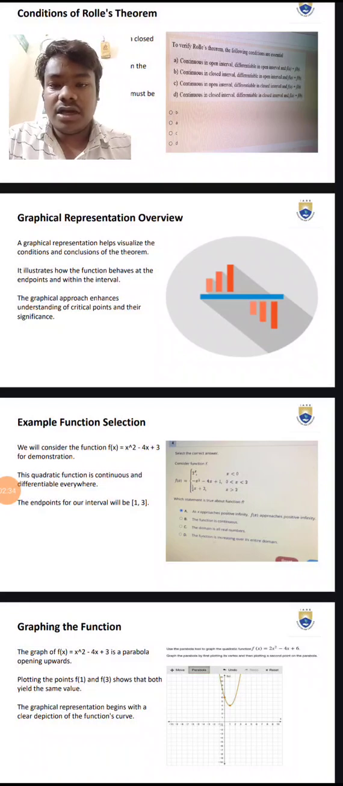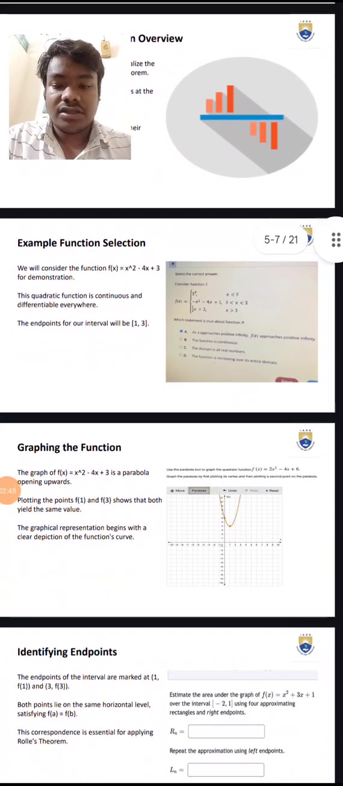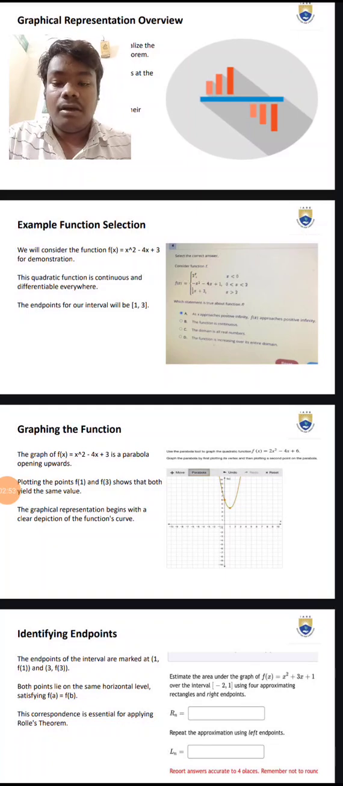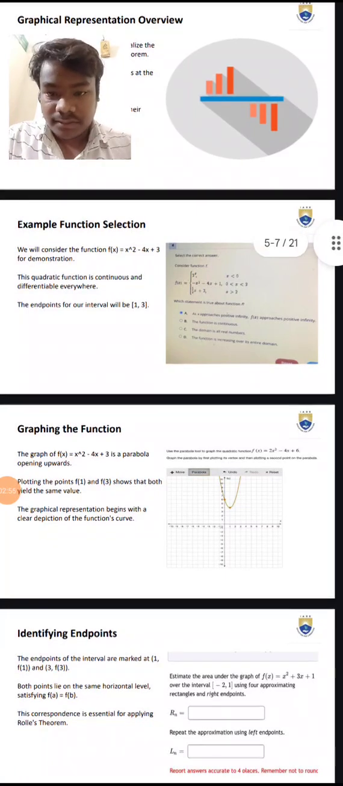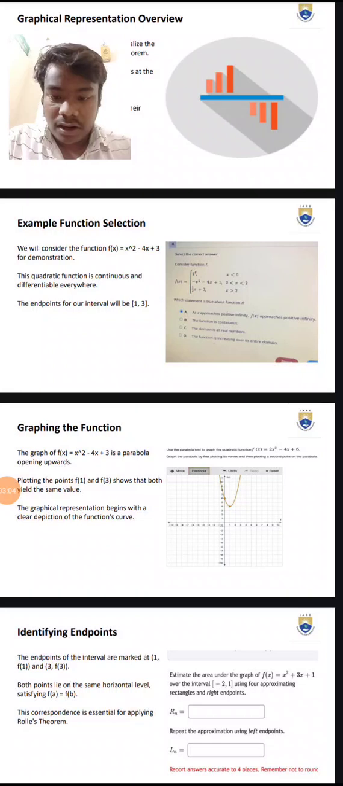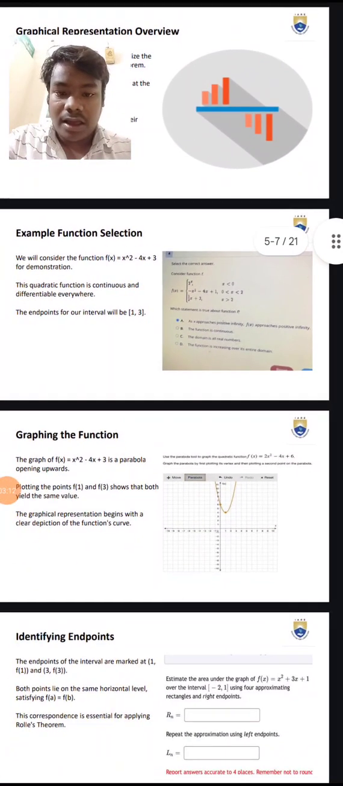Now let's understand more in detail with the example. Function selection. We will consider the function f of x equals x square minus 4x plus 3 for demonstration. The quadratic function is continuous and differentiable everywhere. The endpoints for our interval will be the closed interval 1 comma 3, as shown in the figure.